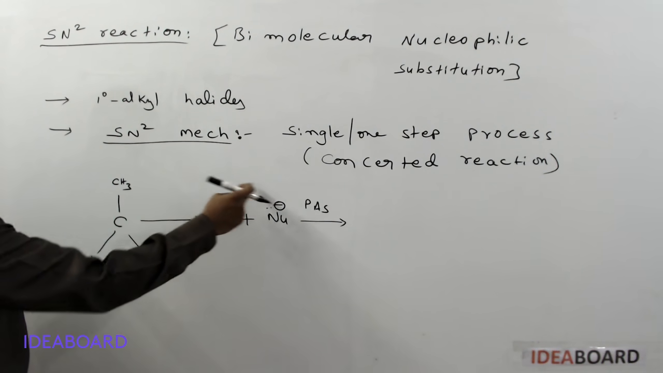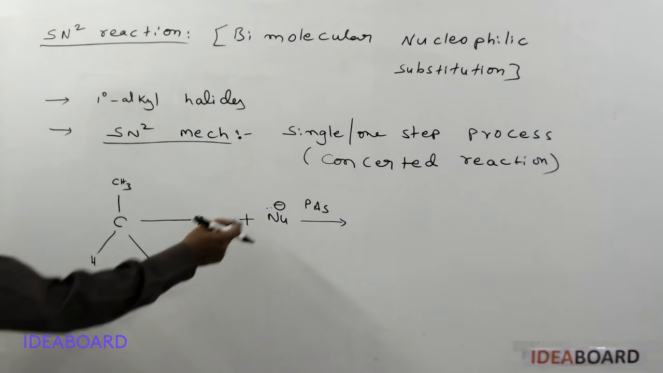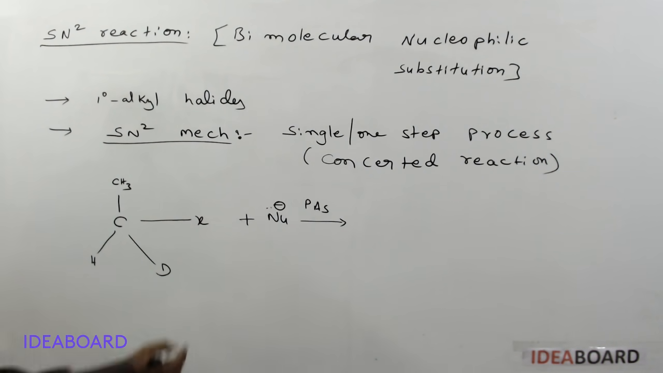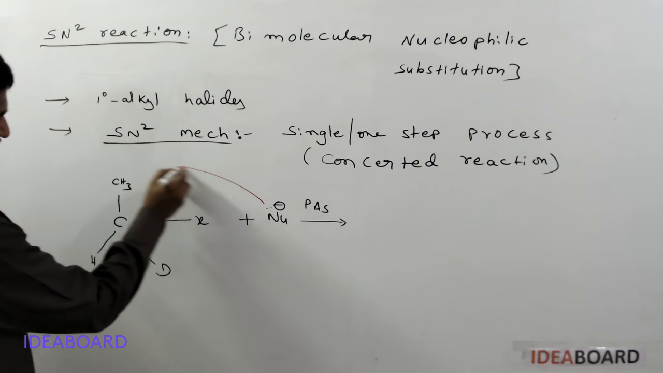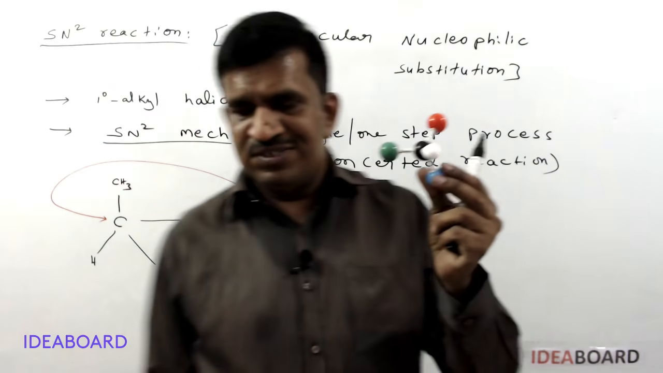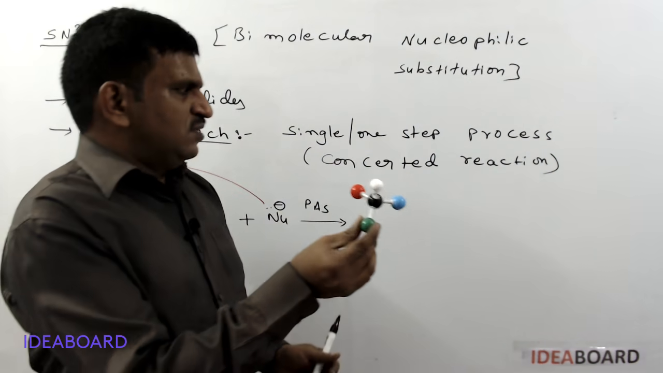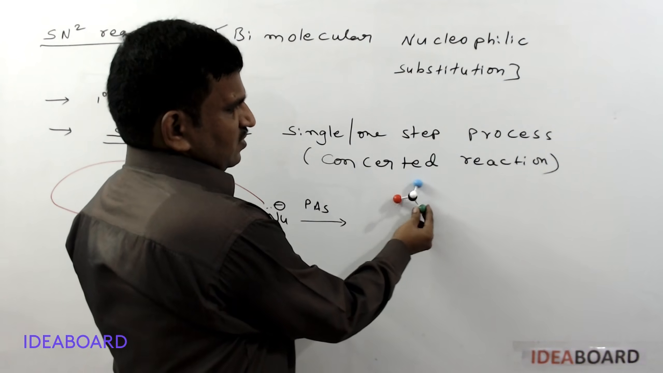The nucleophile will try to attack from this side, but the halide ion X is already there, so it is not able to attack from the front side. It will try to attack from the opposite side, because the carbon is tetrahedrally arranged. So I will show the tetrahedrally arranged molecule of a carbon. Here, see this: this is a tetrahedral carbon atom containing molecule, a regular tetrahedron.